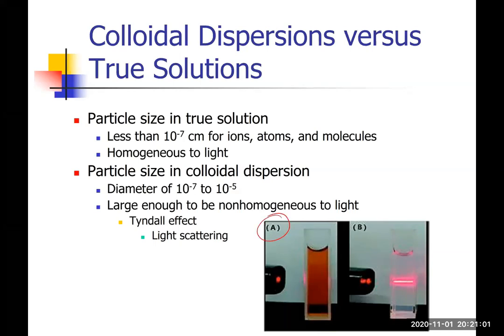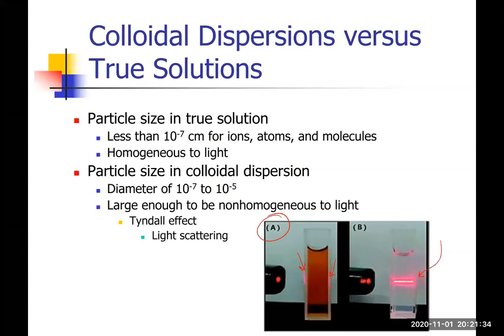This is a solution. And you can see when the laser beam is shined on the cuvette holding the solution, it reflects off of the glass, which you can see here, that red reflection on the glass, and you can see a little bit on this side also. But you don't see a red beam going through that solution because that solution is homogeneous to light and it doesn't scatter the light.